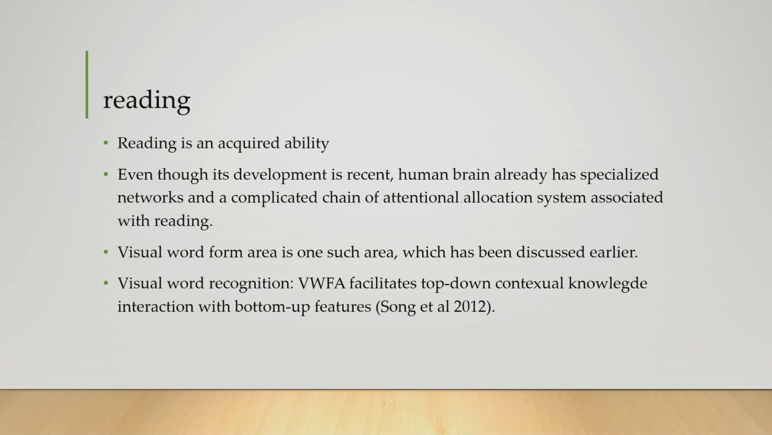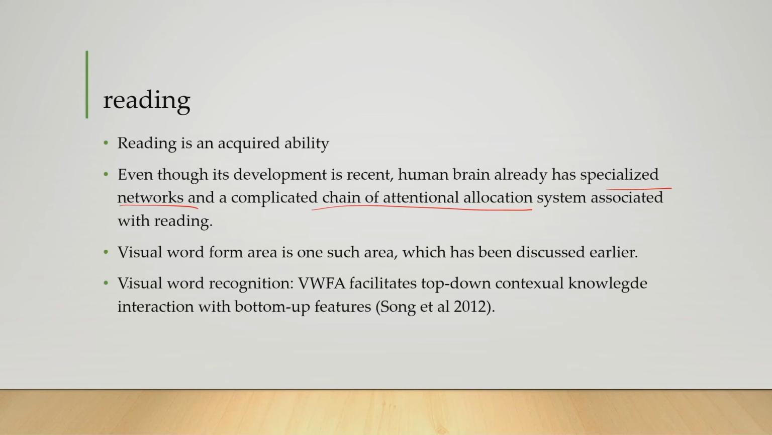So, we not only have a chain of attentional allocation system, but we also have some specialized networks in the brain that are devoted to reading. The visual word form area is one such area which we have discussed in the last lecture, which basically looks at identifying the visual word form and so on.